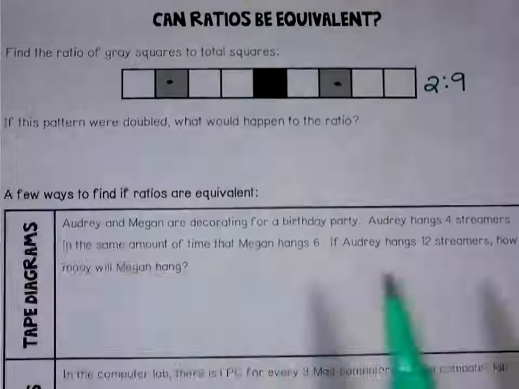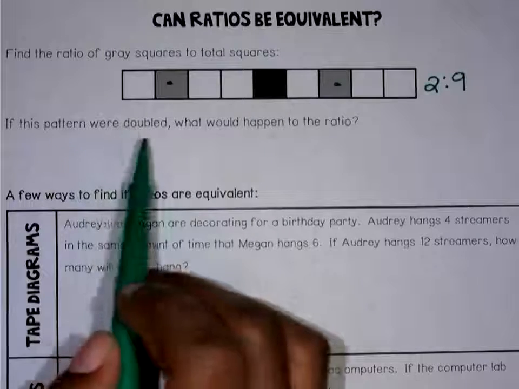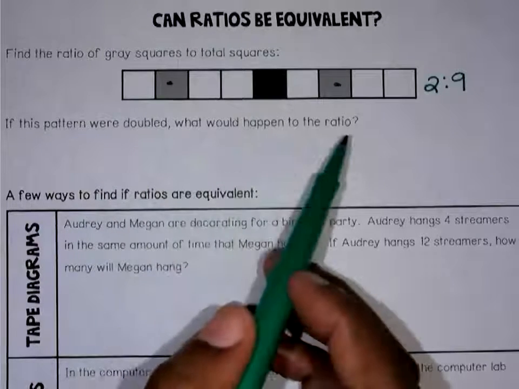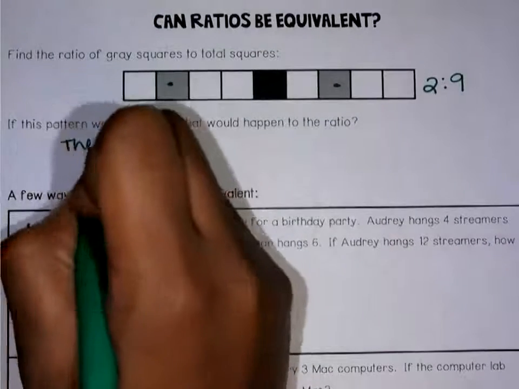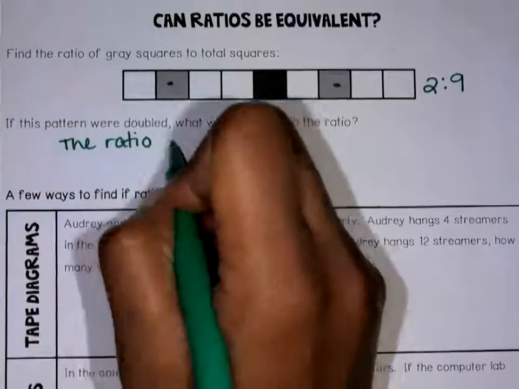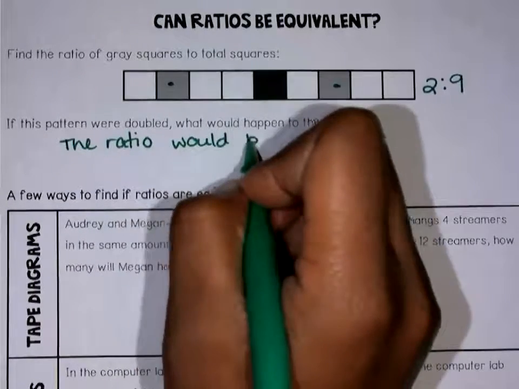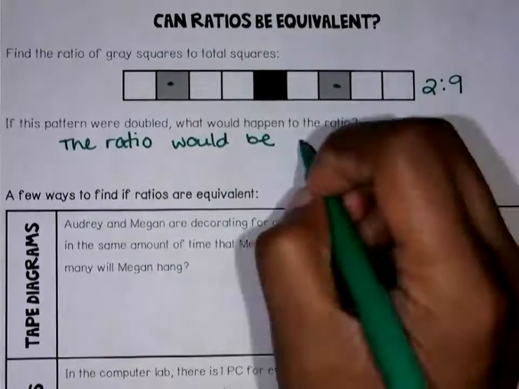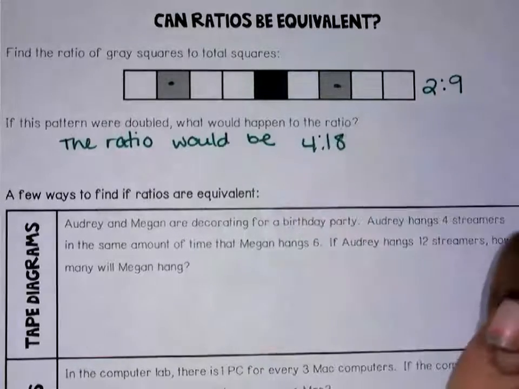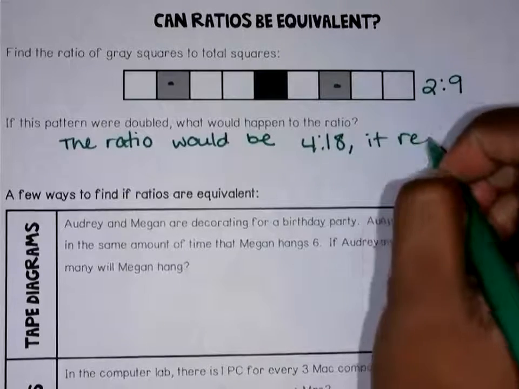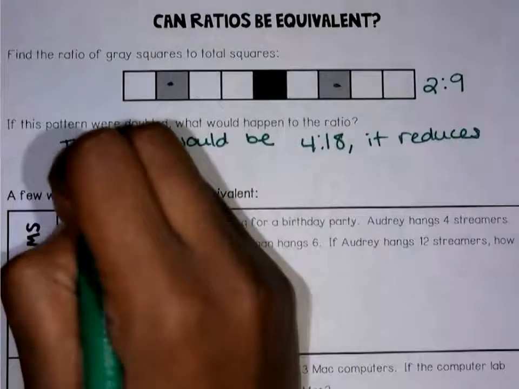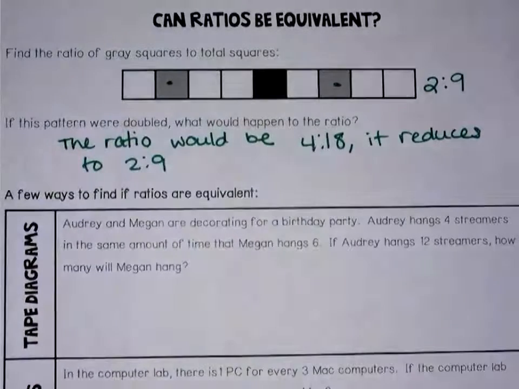And the next question says, if this pattern was doubled, what would happen to the ratio? In this case, if you were to double it, it would be 4 to 18. But it reduces to 2 to 9, right? So it would be the same thing. 2 to 9 up here.